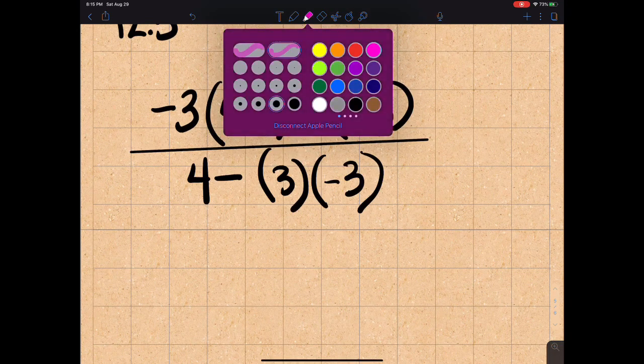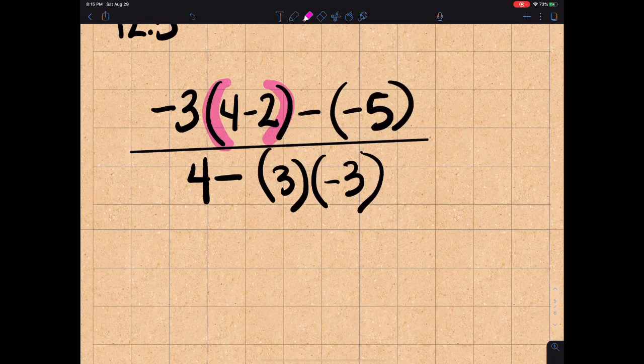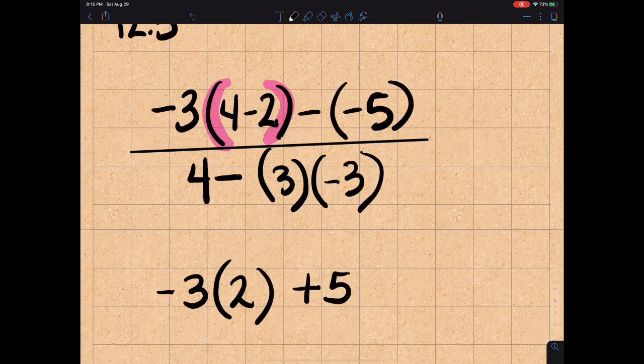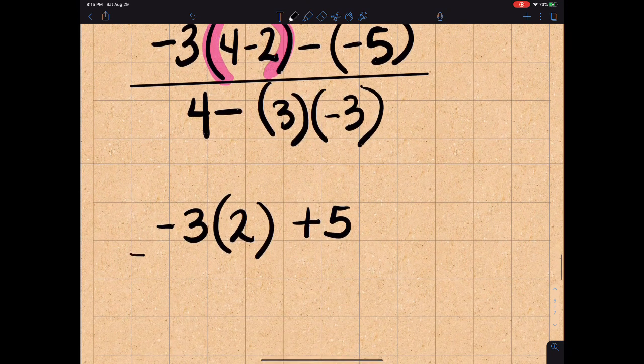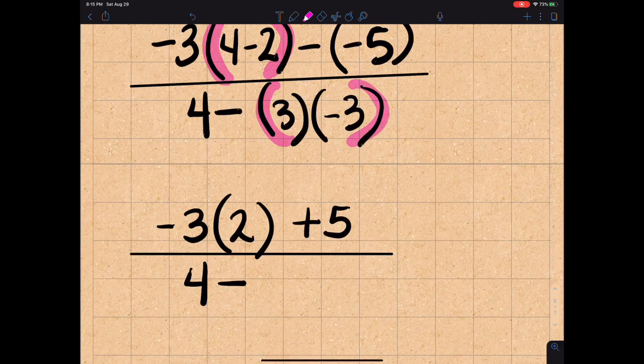Step 1, do what's inside the parentheses. We're going to do that, and that's it. So if I write that again, it's going to be negative 3 times 4 minus 2, which is 2, minus a negative 5, so I'm just going to simplify that to plus 5, okay? And then on the denominator, I'm going to do 4 minus, and then with the order of operations, we do this part first. So 3 times a negative 3, which is going to be negative 9.